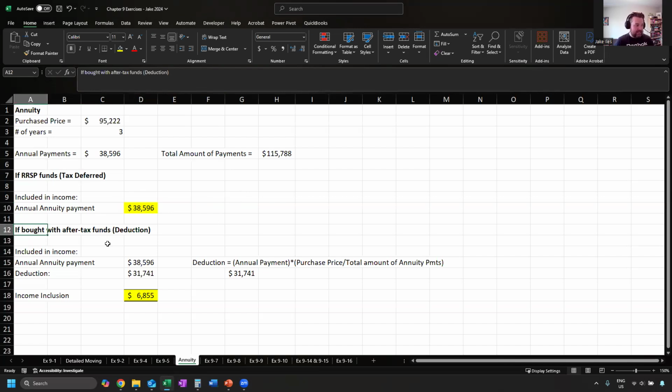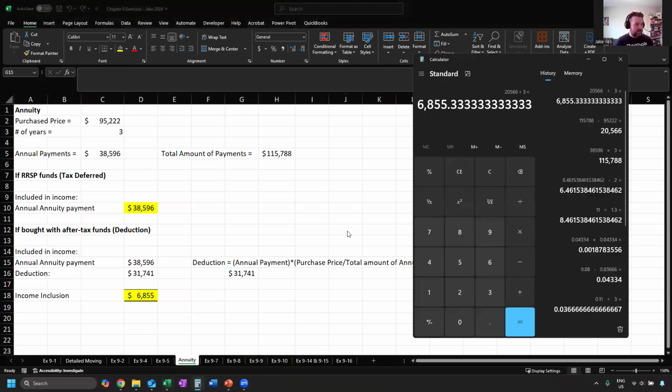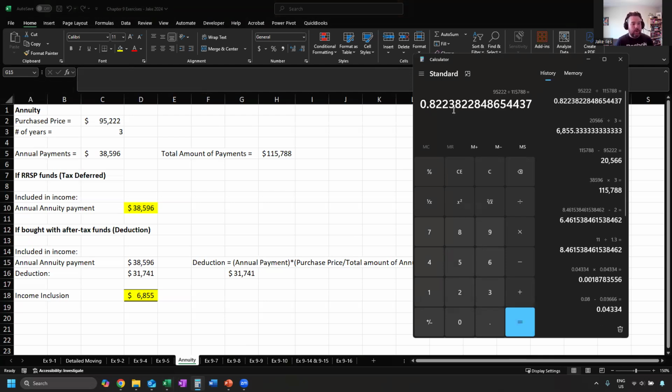If it's from after-tax funds, which means it's not through a registered plan, I've paid my taxes. I took the remaining funds and bought an annuity. The full payment will get added to income, but I will get to deduct that cost portion of the annuity. So the deduction equals my annual payment times that percentage of the total payment that was based on purchase price. So 95,222 divided by my total payments received of 115,788 is 82.23%, about 82% of my payments received are principal portion.